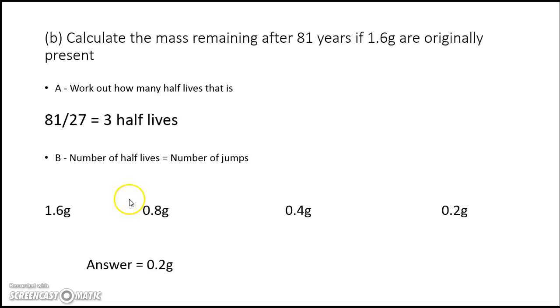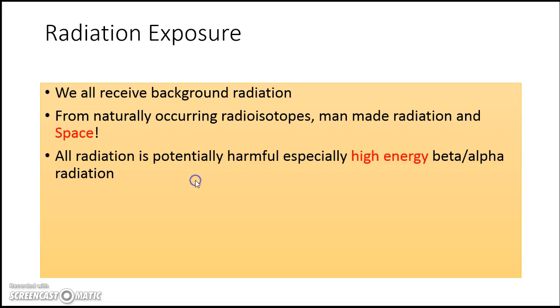So B, calculate the mass remaining after 81 years if 1.6 grams are originally present. So firstly we work out how many half-lives that is. So we do 81 years over 27 years, which is 3 half-lives. So the number of half-lives in this case tells us the number of jumps, so we already know that we're going to do 3 jumps. So we go backwards because it says the mass remaining, so we're decreasing. So half of 1.6 is 0.8, half of 0.8 is 0.4, and half of 0.4 is 0.2 grams, which is our answer. So 0.2 grams remains after 81 years if 1.6 grams are originally present.